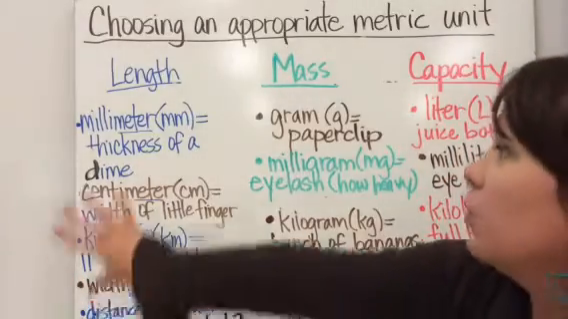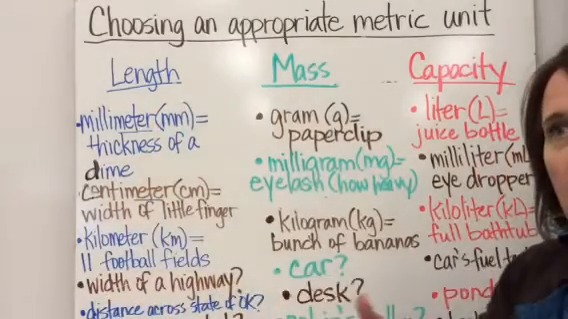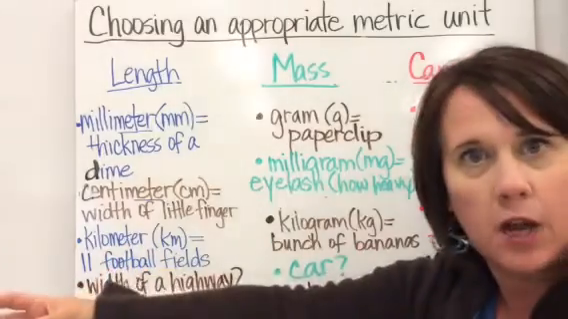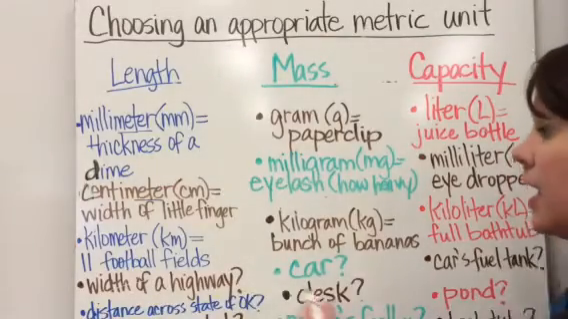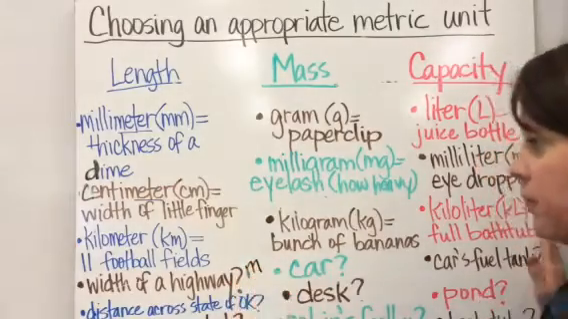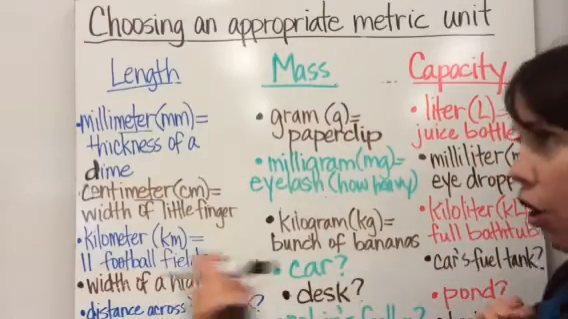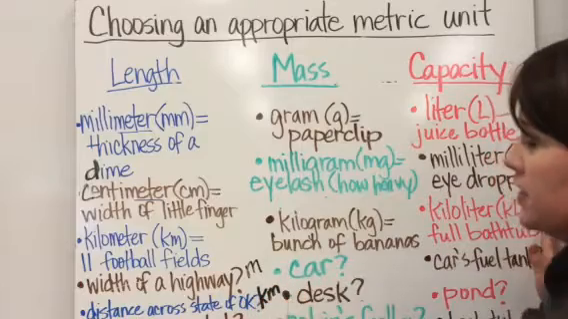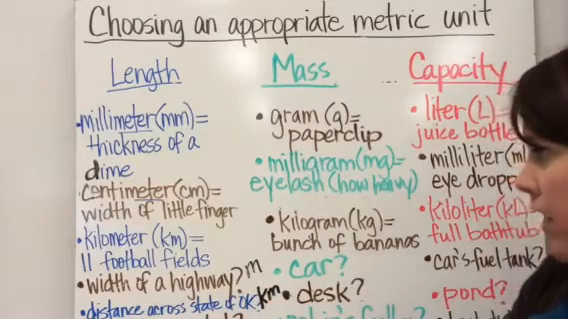So if I were going to say which type of measurement we would use to measure the width of a highway, how far across a highway is, if you were going to run across the highway to get to the other side, what would we measure the width of a highway in? Meters. What about the distance across the state of Oklahoma? All the way across the state of Oklahoma? It would be measured in kilometers. Notice these abbreviations I'm using. And we're going to talk about these prefixes a little bit more on the next board.